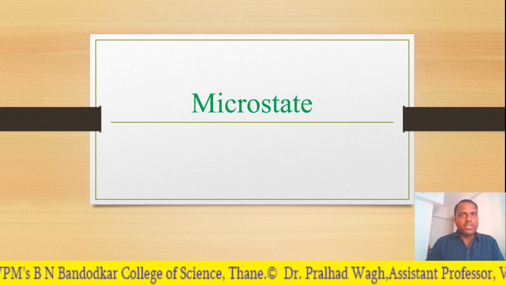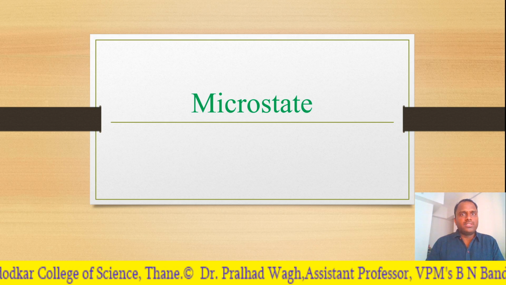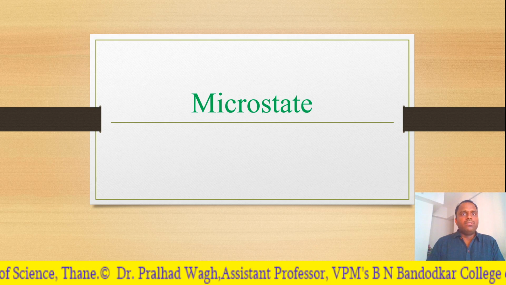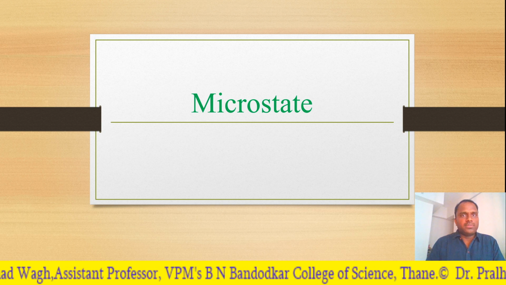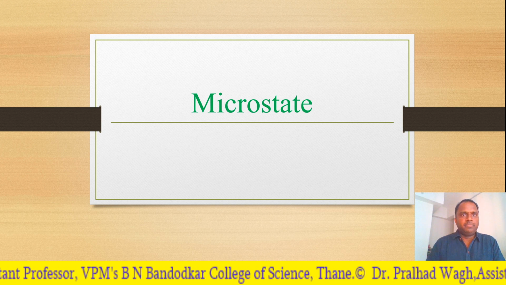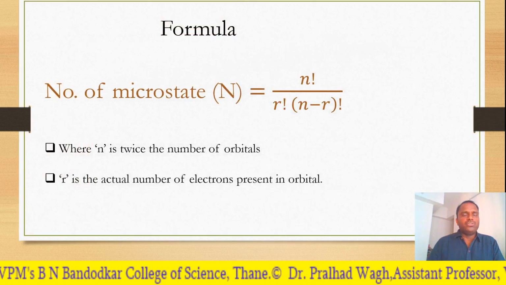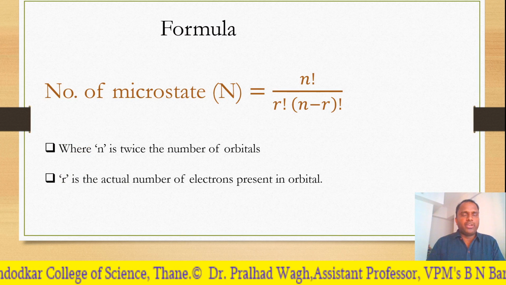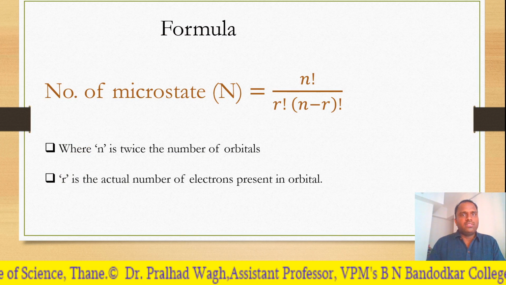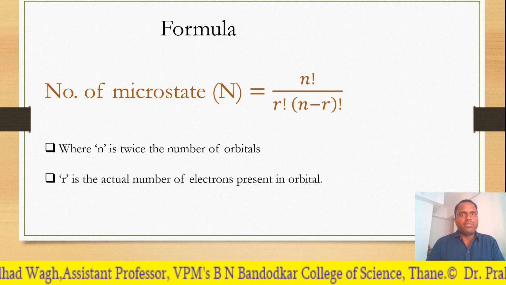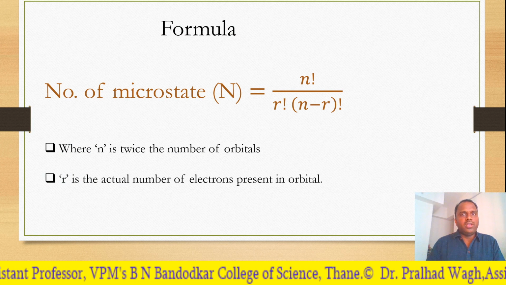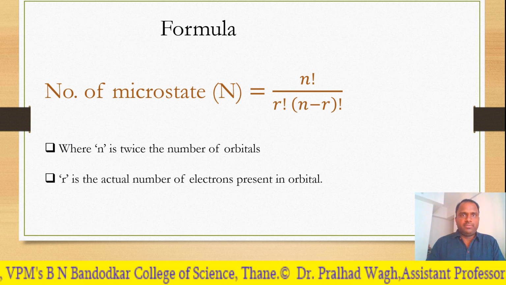So next, let's try to understand how one can calculate the number of microstates for a specific electronic configuration. The formula used to calculate the number of microstates is equal to n factorial divided by r factorial into (n minus r) factorial.